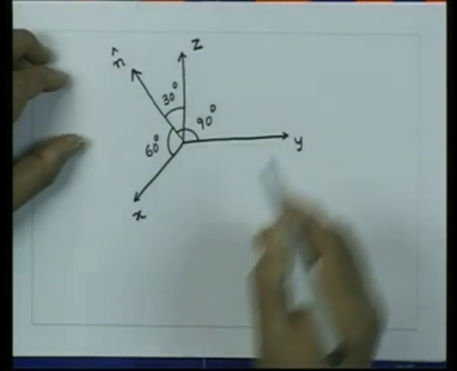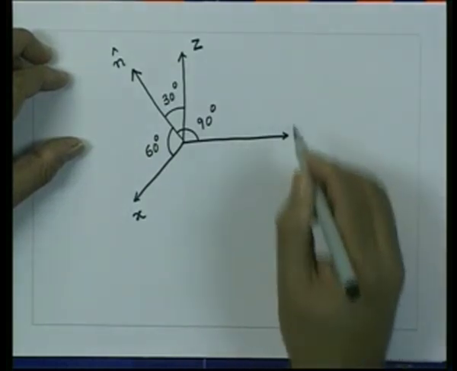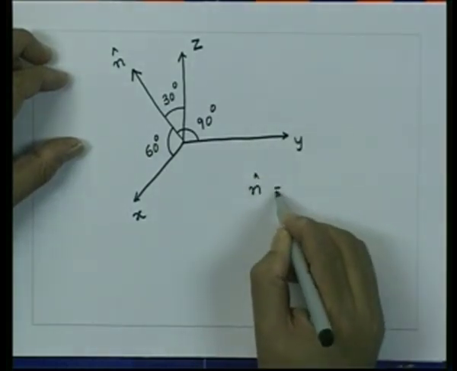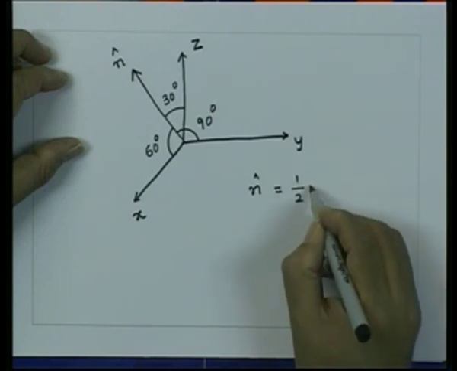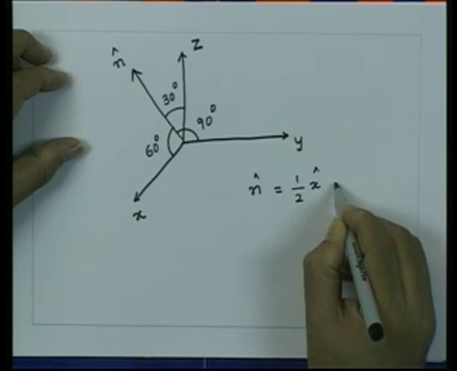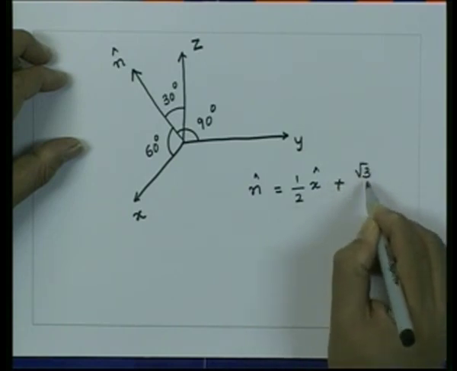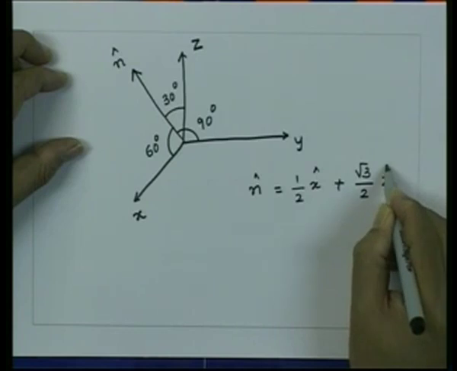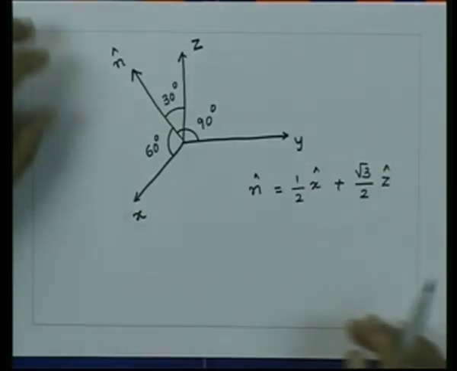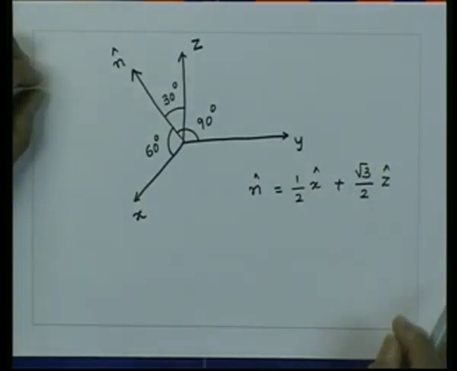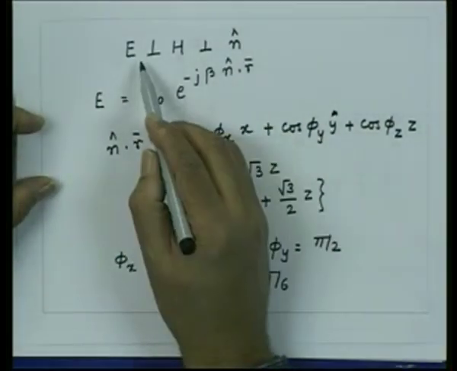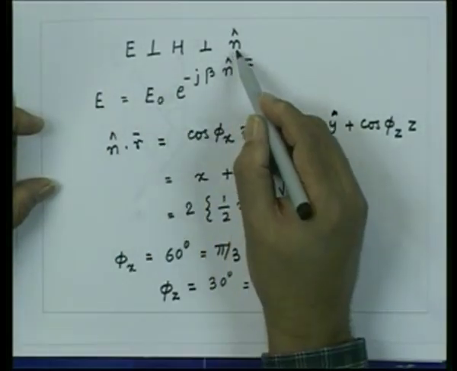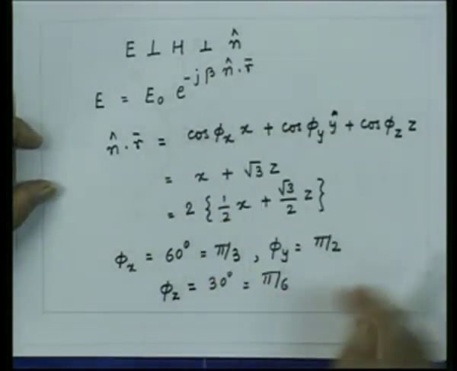So, from here essentially we get the unit vector n as we got, that is 1 upon 2 x cap plus root 3 upon 2 z cap. Now, we have to show that the electric and magnetic fields are perpendicular to each other, and they are also perpendicular to the direction of the wave vector, which is n cap.